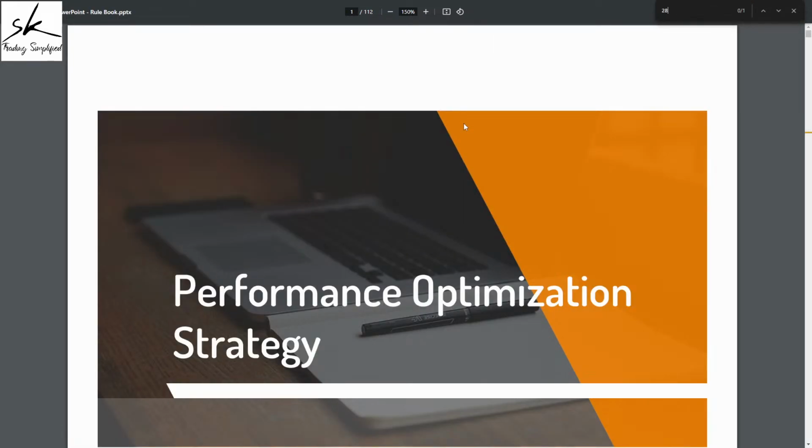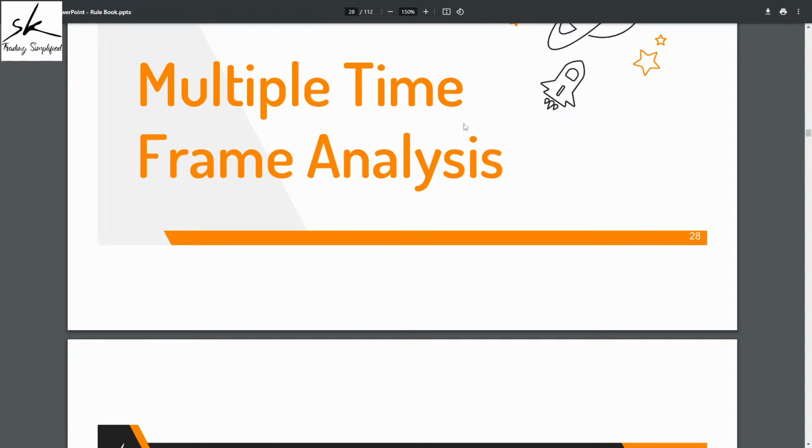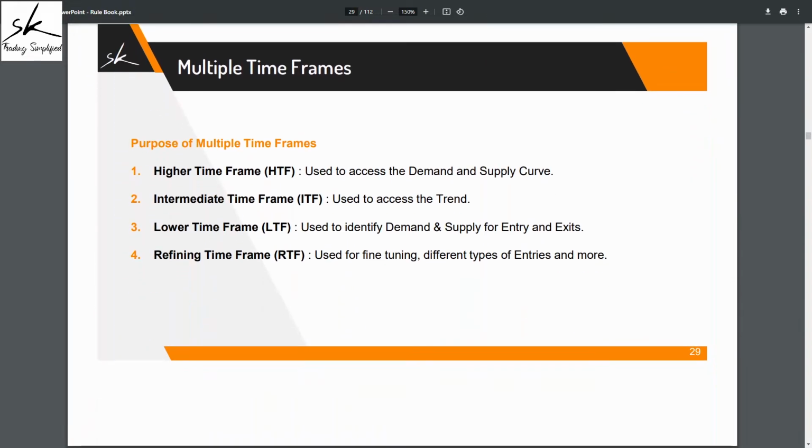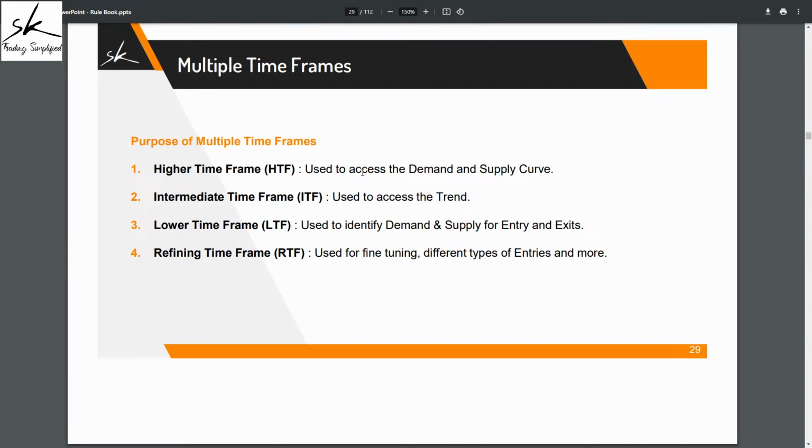So if you go to rule book page number 28, we start with the topic, which is multiple time frame analysis, because demand supply methodology is not based on single time frame. Demand supply methodology is based on multiple time frame analysis. Now, what are the multiple time frames we use? We use a minimum of 4 different time frames, and we call them the higher time frame HTF, intermediate time frame ITF, lower time frame LTF, and the refining time frame RTF.